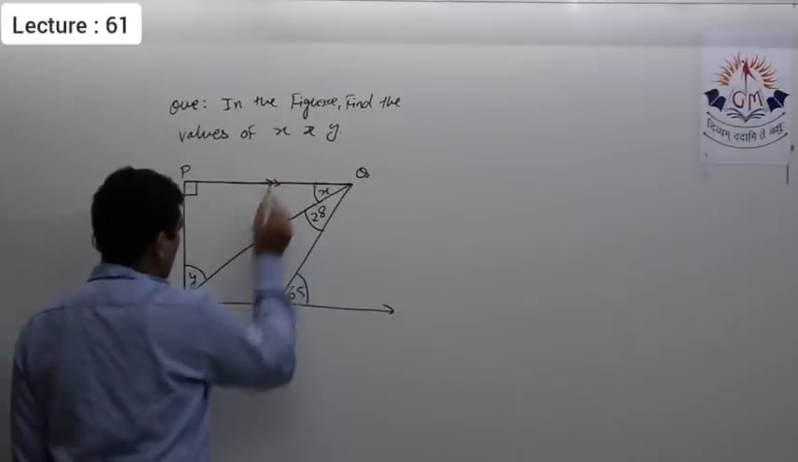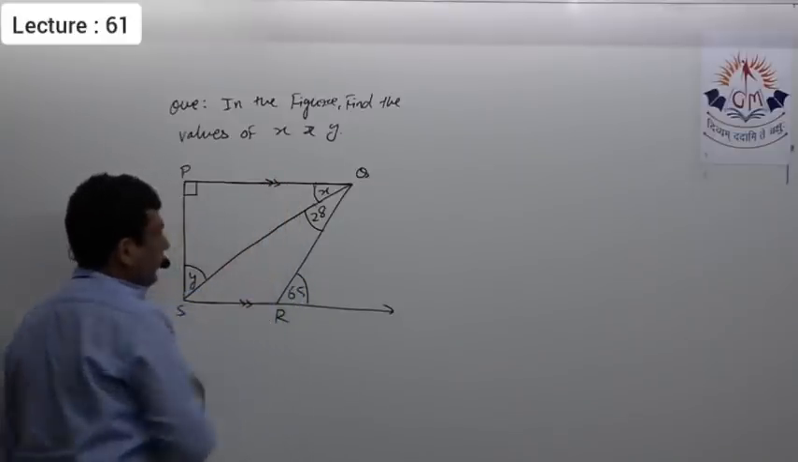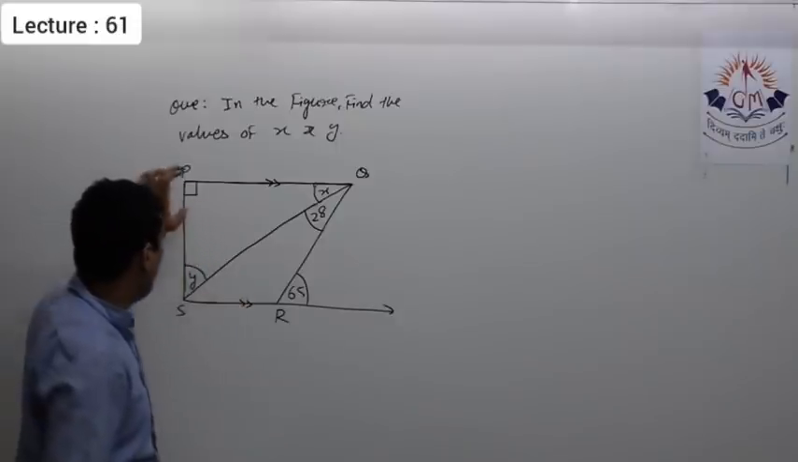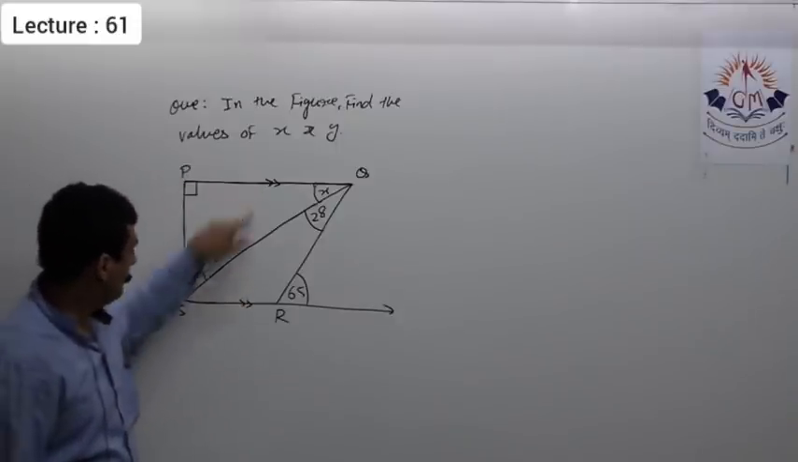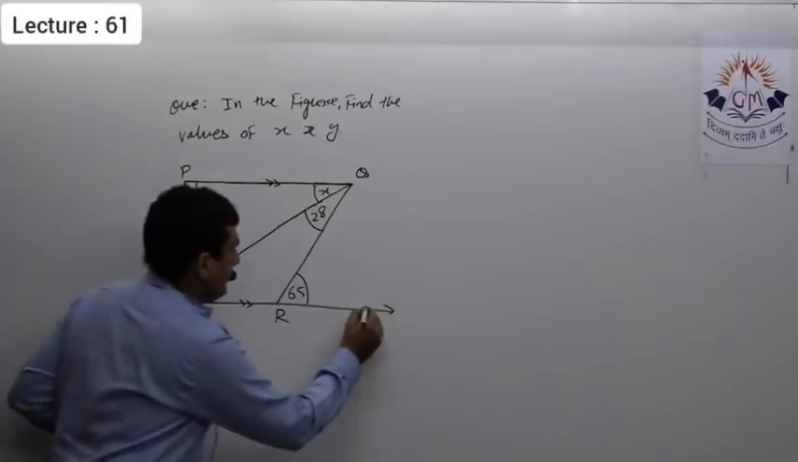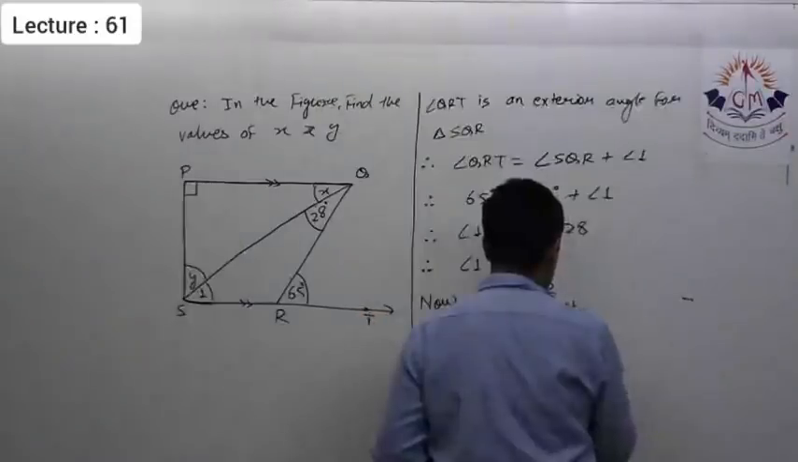Also it is given this PQ is parallel to ST in the symbolic form. So everything is given in the symbolic form. This angle is 90 degree. These two are parallel.